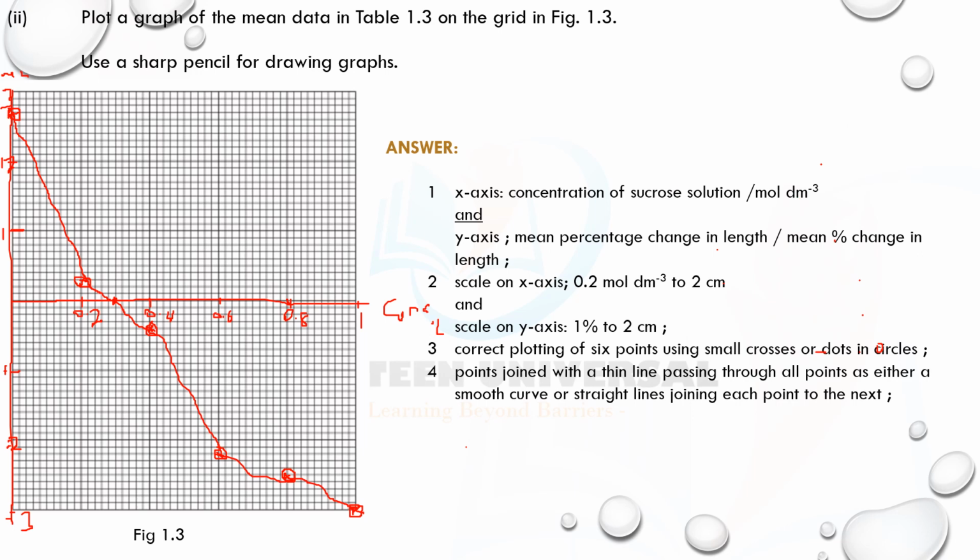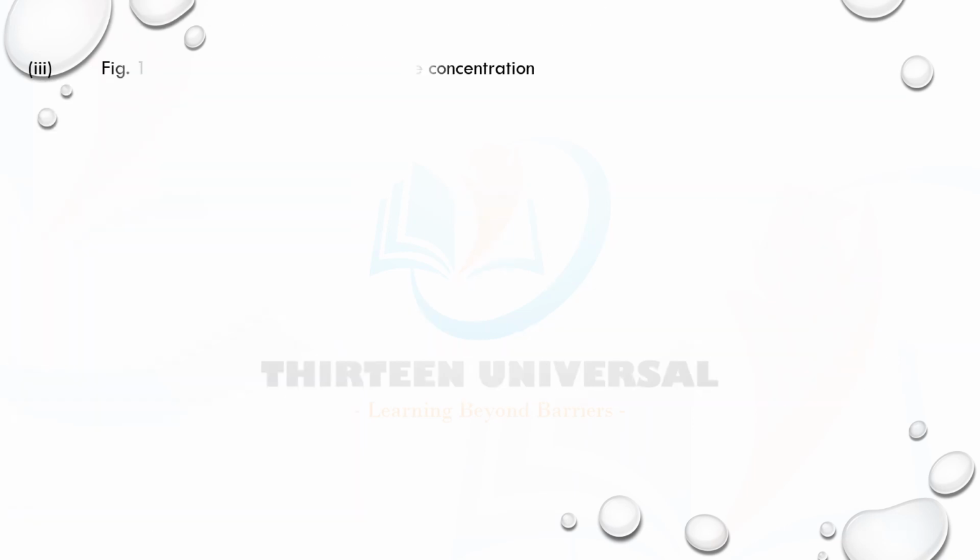Okay, analysis. So you can see quickly. The x-axis should be concentration because it's the independent variable. You put the unit, which is mole per dm cube. The y-axis is mean percentage change in length. You have to label it, and the percentage should be there. Scale 0.2, so the unit 0.2 is always 2 cm, 1%, 2 cm. Correct plotting, 1 mark. Joining, 1 mark. That's 4 marks.